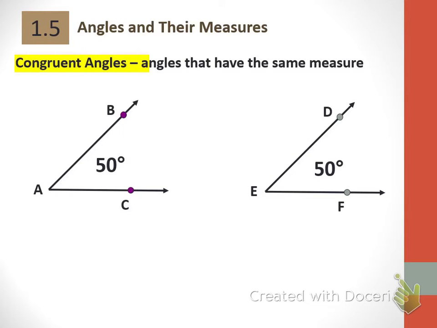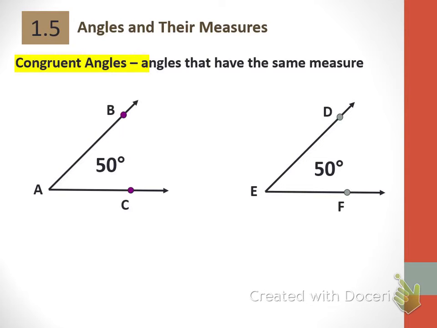Now, congruent angles are angles with the same measure. So on the first page, they're angles with the same measure. Now you can go back. It's obnoxious. I'm so sorry. Angles with the same measure.